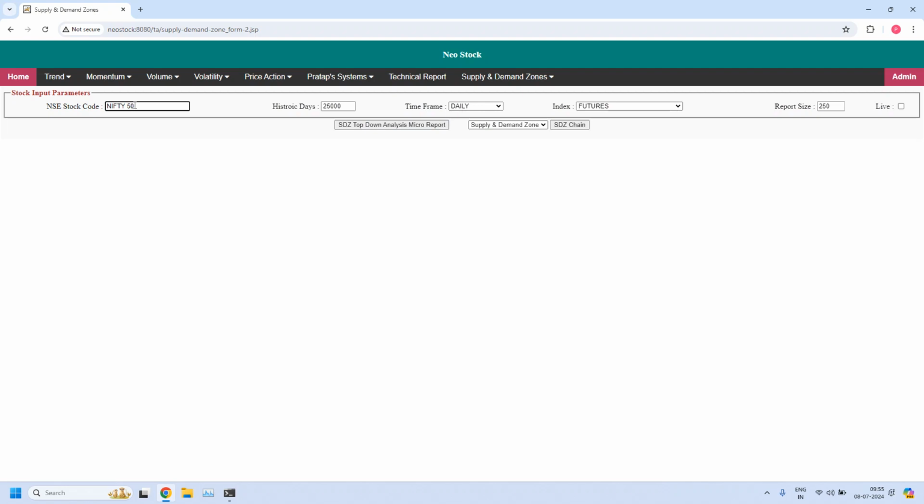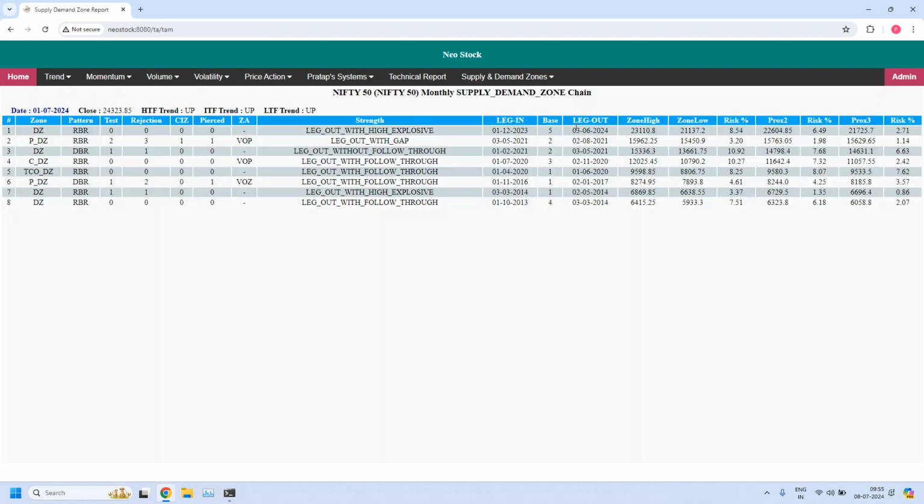First let us generate a NIFTY supply demand zone chain. So Nifty 50. Let's start with the monthly time frame. So monthly zones are created. This is the recently created monthly zone. We have a leg in, 5 base candles, and leg out in the month of June.